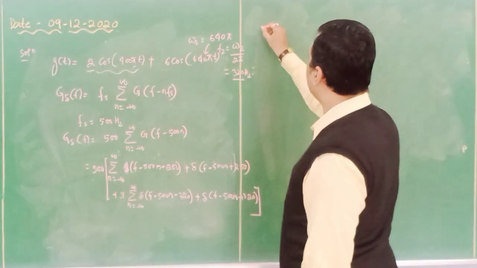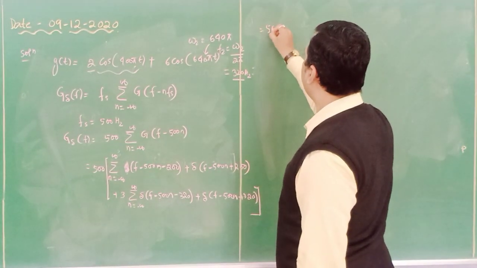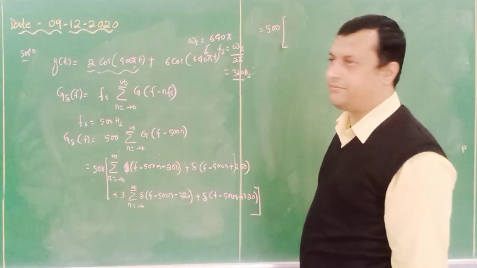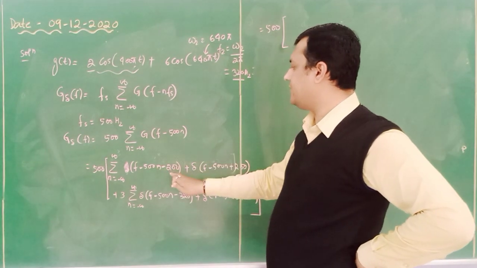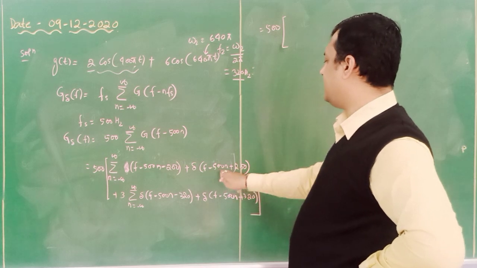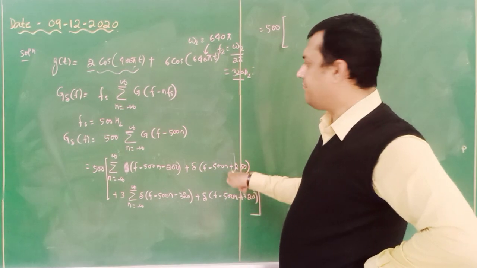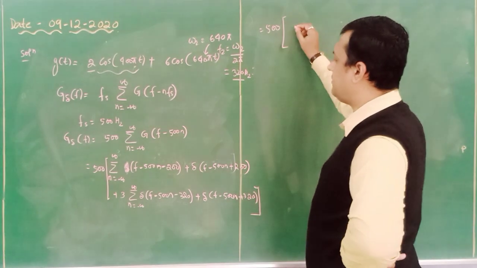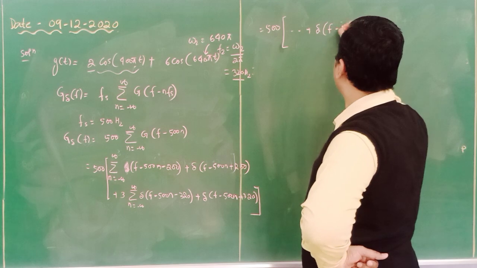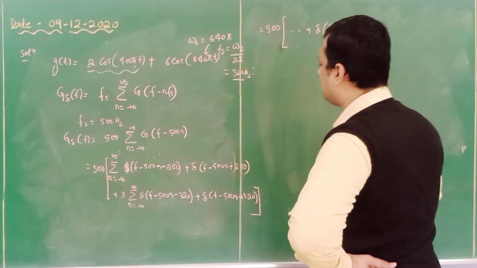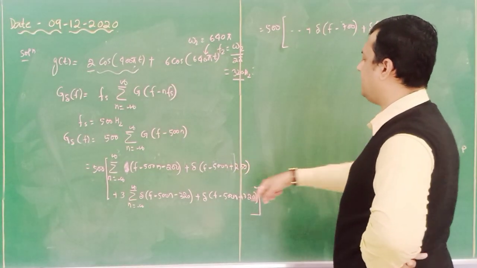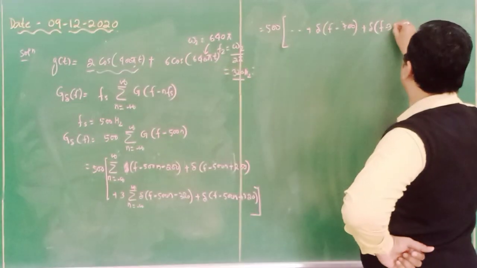So first I will take 500 with n value as plus 1. If n value is plus 1, this 500 and this 200 will become 700. So f minus 700, then here it will become 300, f minus 300. So that I have to represent dot dot dot plus del of f minus 700 plus del of, here n is plus 1, so it is f minus 300.